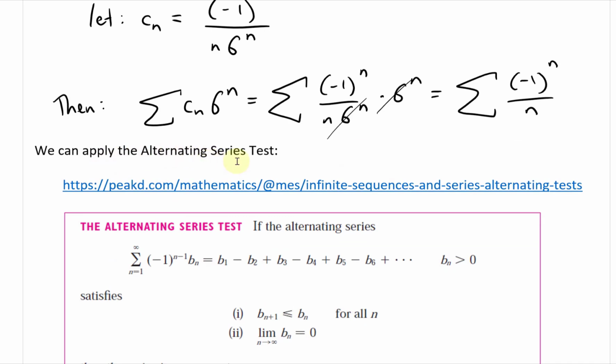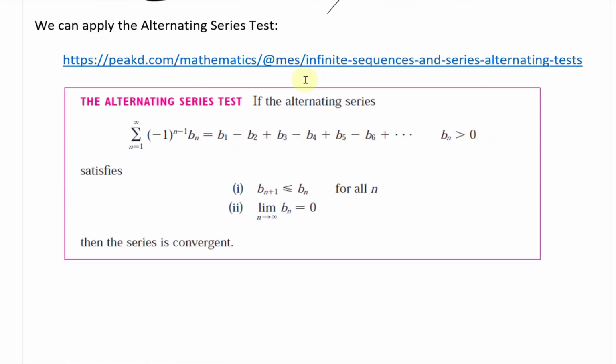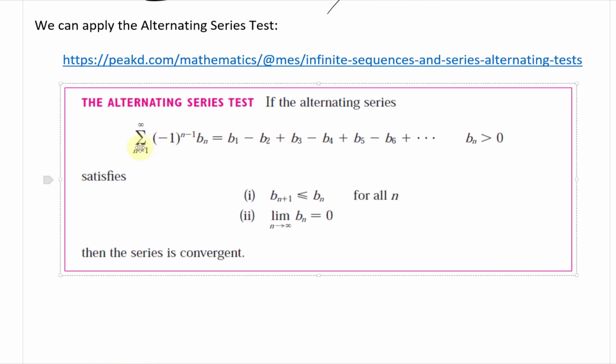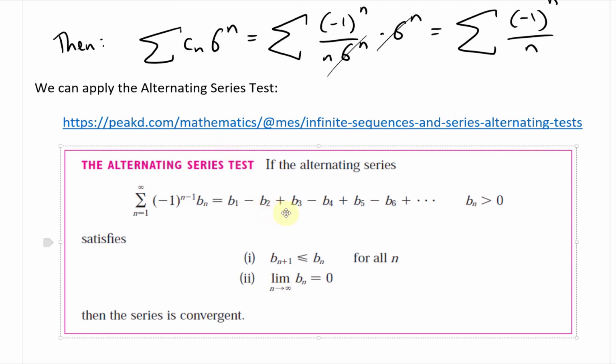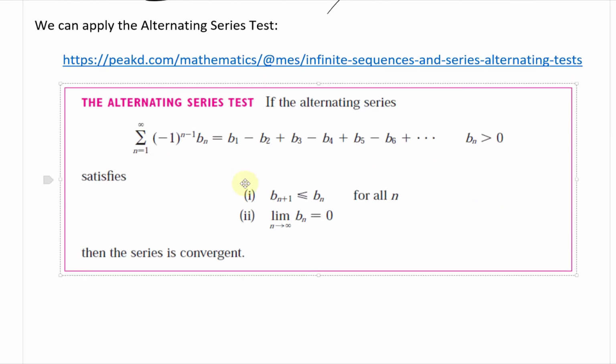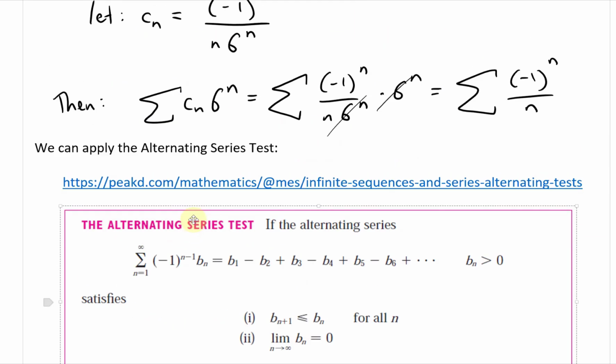So we can apply the alternating series test, from an earlier video. Just a recap on that: if the alternating series, the summation from n equals 1 to infinity of (-1)^(n-1) bn, equals b1 minus b2 plus b3 minus b4, etc., alternates, and bn is always positive, greater than 0, and if b(n+1) is less than or equal to bn, so it's always decreasing for all n, and the limit as n approaches infinity of bn equals 0, then the series is convergent. Alright, so let's take a look at our case here.